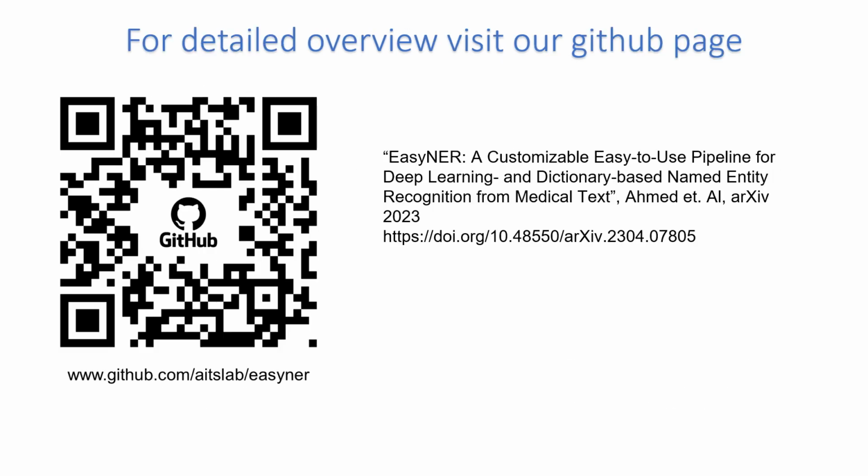So the idea behind EasyNER is to make text mining and information extraction easier for medical researchers. And while developing this toolkit, we emphasized making this as simple as possible. So anyone can use it on their laptops and read thousands of papers. For a detailed overview, visit our GitHub page, github/iteslab/EasyNER, and here's a link to our paper, which is on arXiv.